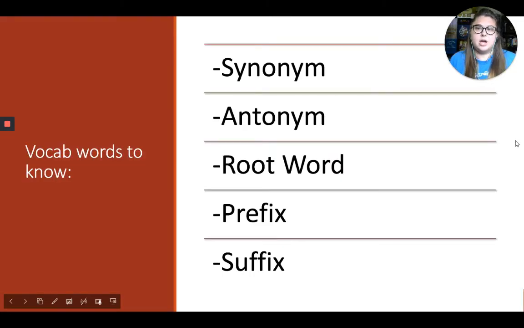So we are going to be talking about context clues, and there are 5 vocabulary words that we're going to want to remember from today's lesson. Our first 2 are synonym and antonym, and then the last 3 go together: root word, prefix, and suffix. We'll talk about what they mean in a minute.